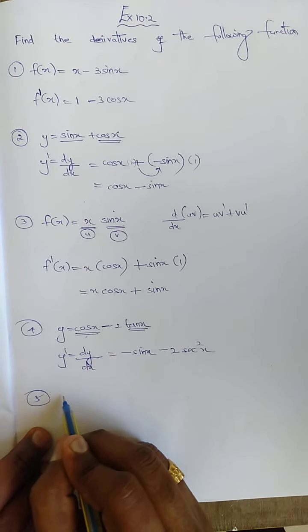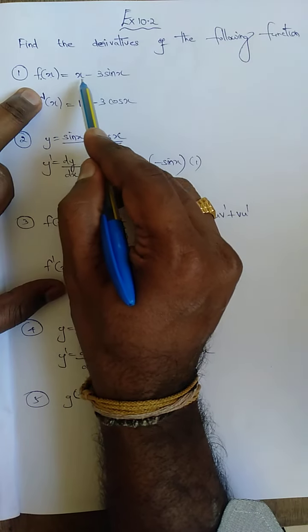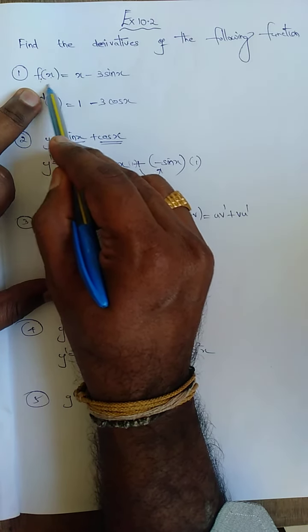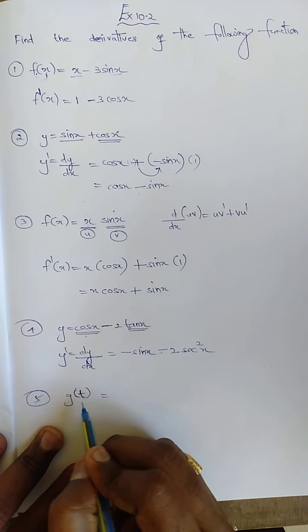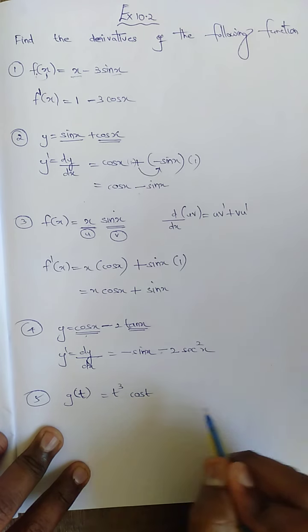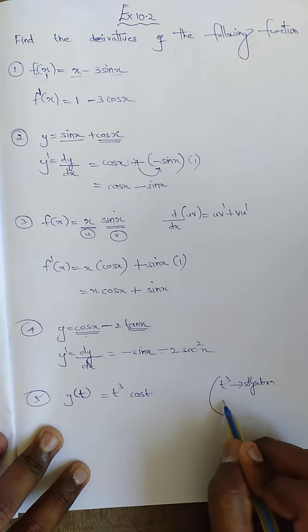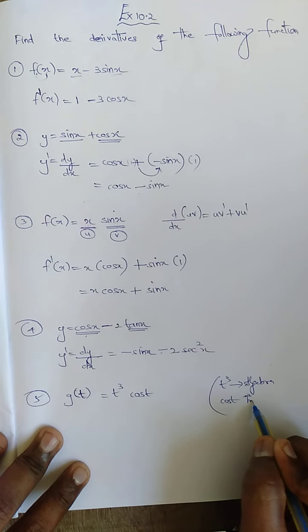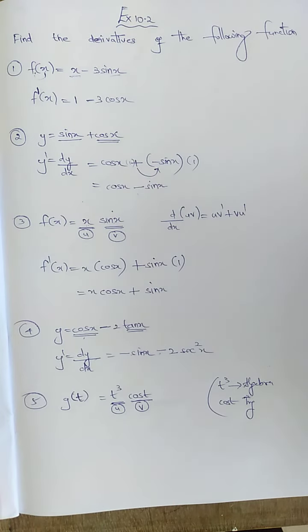Next, the fifth sum. G of t. You see, this is f of x, they are in the x variable. Function is in the x variable. G of t, this is a function. G of t is in the t variable. G of t is nothing but t cube into cos t. Therefore, t cube is algebra. Cos t is trigonometry. So, this one I am going to take as u. This one I am going to take as v.